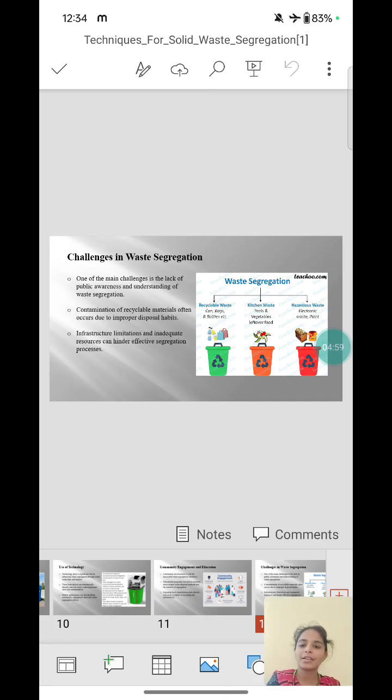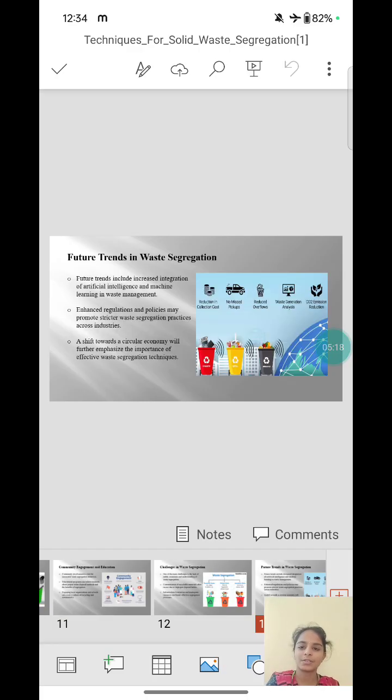One of the main challenges is the lack of public awareness and understanding of waste management. Contamination of recyclable materials often occurs due to improper disposal habits. Infrastructure limitations and inadequate resources can hinder the effective segregation process.